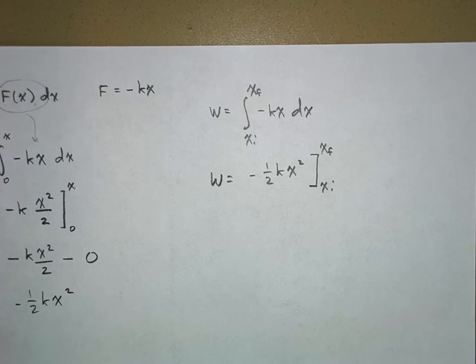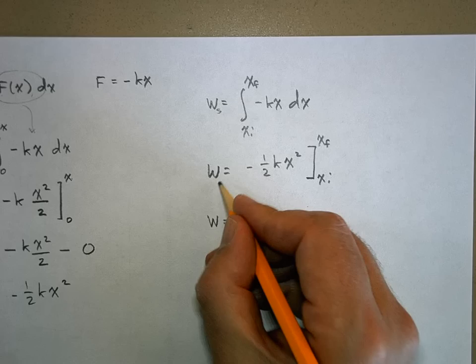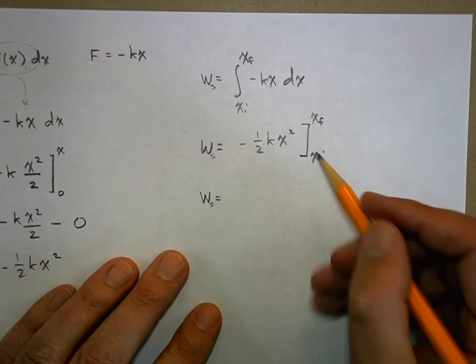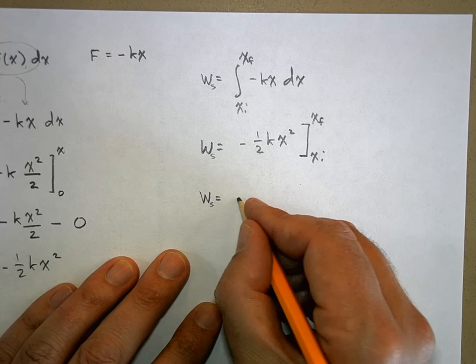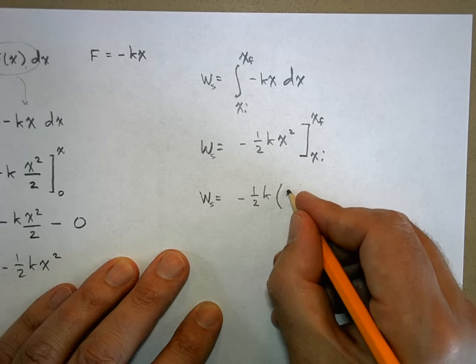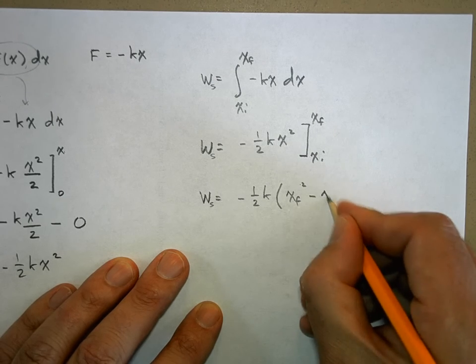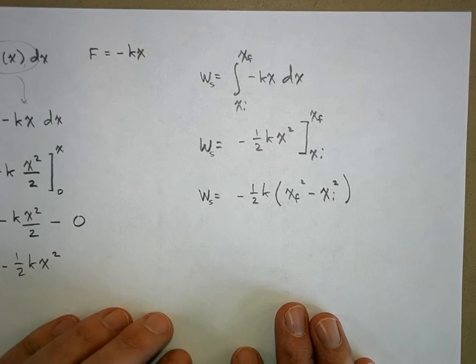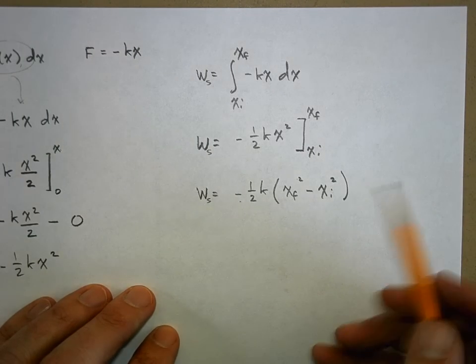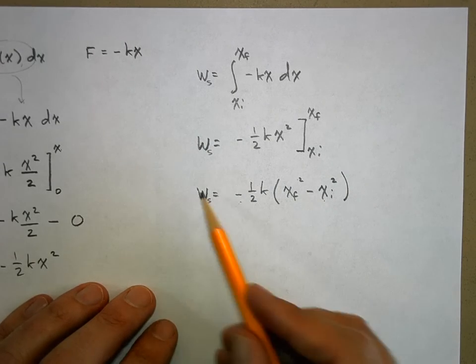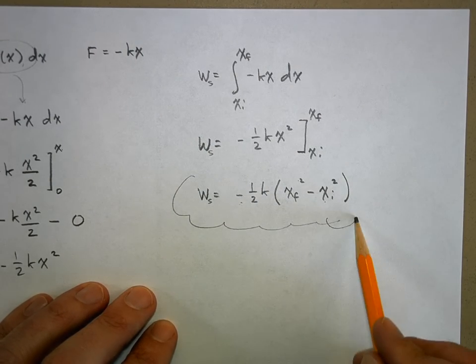And so the work done by, now this is the work done by the spring. And so now I can just plug these in. Negative 1/2 k, and then this is going to be x final squared minus x initial squared. Now I can put this in there if I want and change the order to get rid of that negative. But you know what? I'll just leave it like this. This is good enough. So this is the work done by a spring.